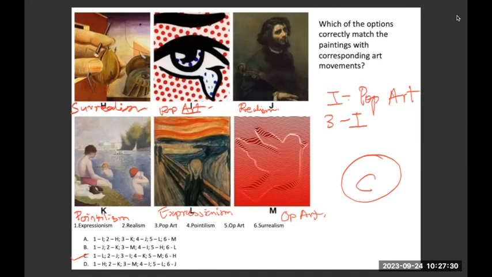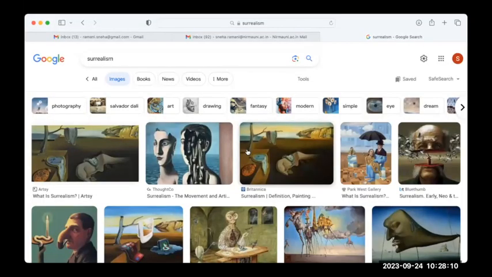Okay. So in case of surrealism, I'll just wait. Let me open Google and let me show you the different art forms. I hope you're able to see my Google page. Are you able to see this Google page or not? No, ma'am. No. One second. Now you're able to see?